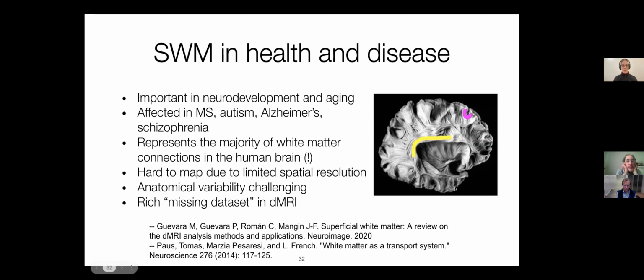So it's known to be affected in MS, autism, Alzheimer's, and schizophrenia. And shockingly, the superficial white matter represents the majority of white matter connections in the human brain. But it's hard to map due to limited spatial resolution and other challenges. Its anatomical variability is also challenging. The cortex is much more highly variable than the deep white matter tracts, and the superficial white matter being immediately next to the cortex is inherently more variable across subjects than the deep white matter in terms of its anatomy. And this is considered to be a rich, quote, missing data set in diffusion MRI, simply because we can't fully trace it right now or study it with our current technology.